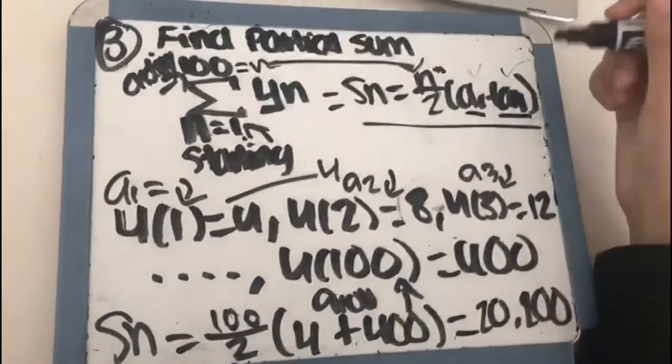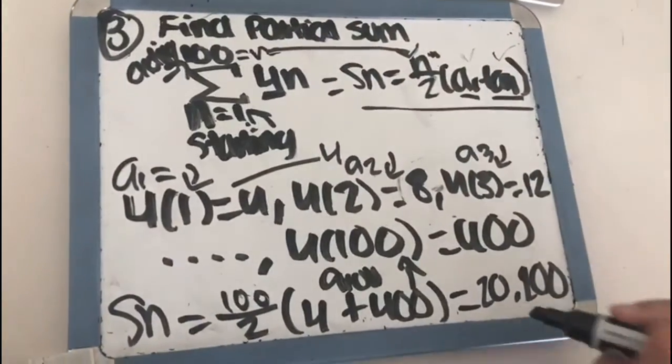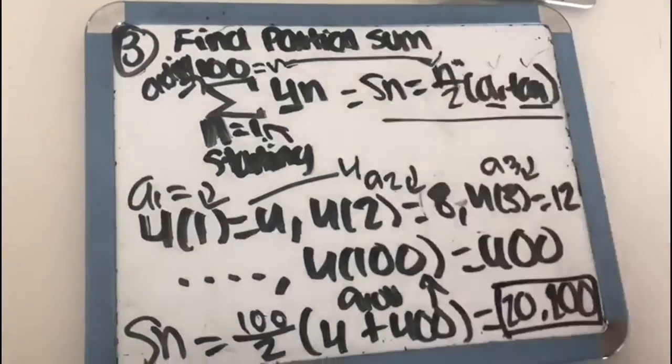But in this case, it says find the partial sum. That means the partial sum would be 20,200. So this is the answer for the partial sum of this problem.